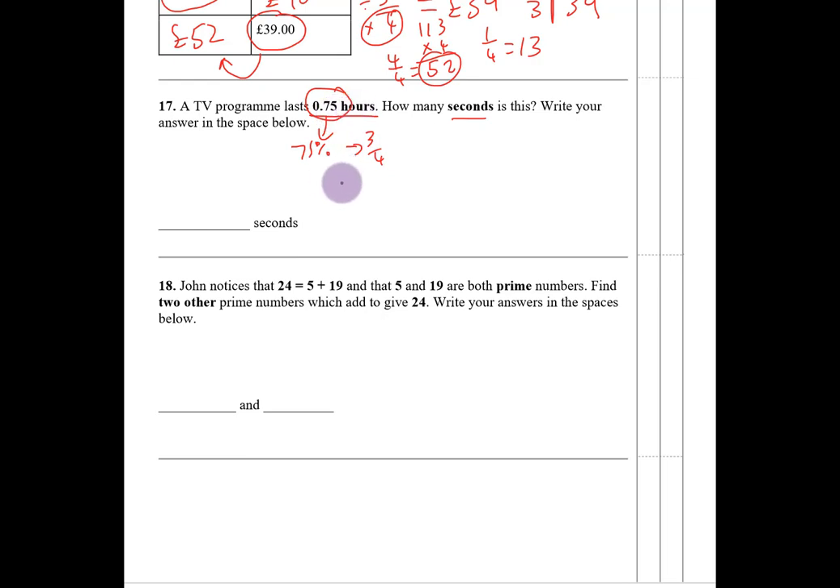So we know that there's 60 minutes an hour. So 3 quarters of an hour equals 45 minutes. But we need the answer in seconds. So 45 minutes. We know that in 1 minute, it equals 60 seconds. So in 45 minutes, we need to times this by 60.